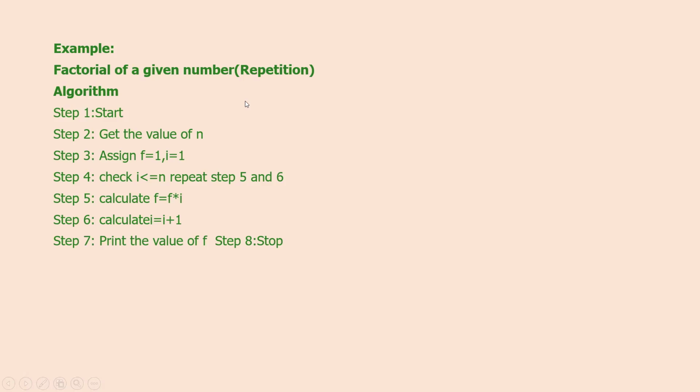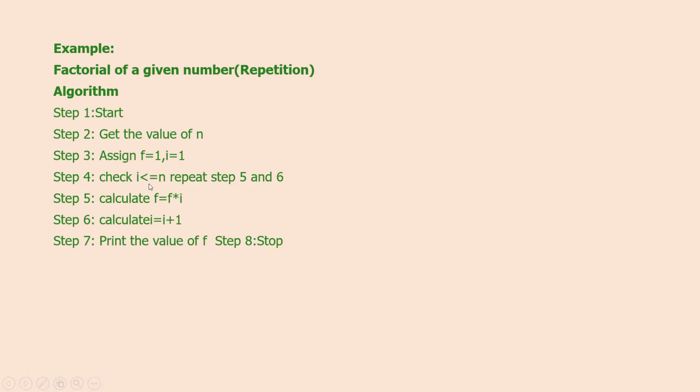Example for the repetition block, the loop block. In this algorithm, we are finding the factorial value. So get the value of your input number, named n. For the number n, we have to find the factorial value. For this, initially we have to fix the f value, that is the final output value. It starts from 1. And a loop variable we are setting, its name is I. Initially we give I equal to 1. Then to check the loop condition, we are using I and n.